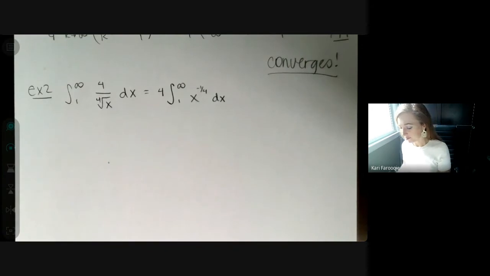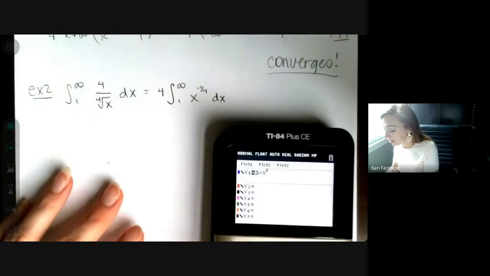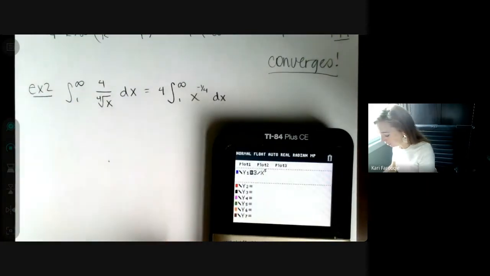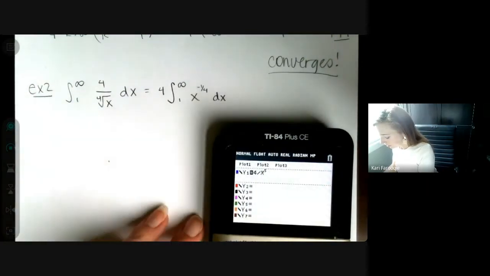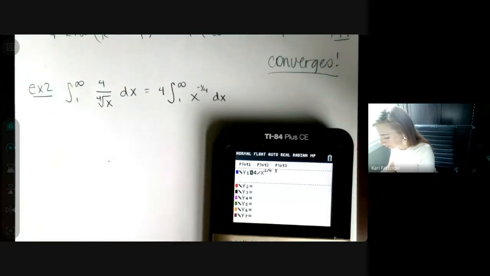And just in case you wrote it wrong, if you're putting this in your calculator to get a good idea of what's happening, you could put it in your calculator the way that it appears here. It would have to be x to the 1/4, but you get it.